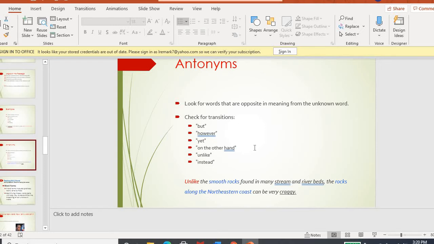So you want to look for transition words like but, however, on the other hand, unlike. So here's an example. If I didn't know what the word craggy meant, it says, "Unlike the smooth rocks found in many stream and riverbeds, the rocks along the northeastern coast can be very craggy." So it's telling me up here, unlike the smooth rocks, these rocks are craggy. So they're not like these ones. So the opposite of smooth, they're probably rough or ragged. And that helps me understand the opposite.